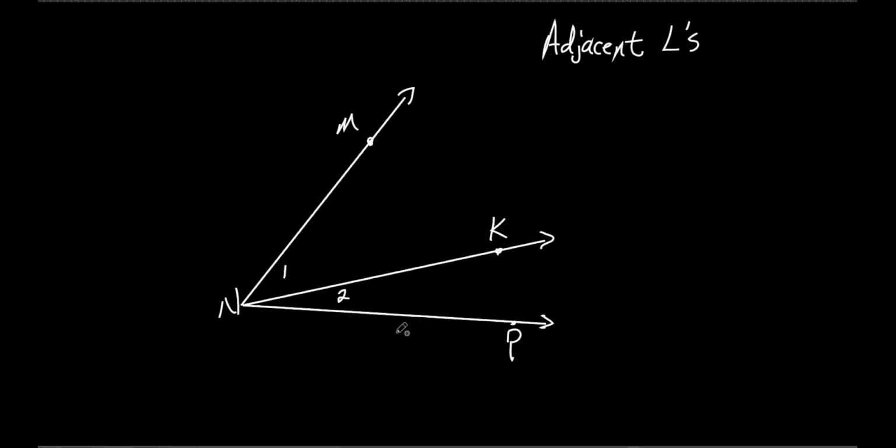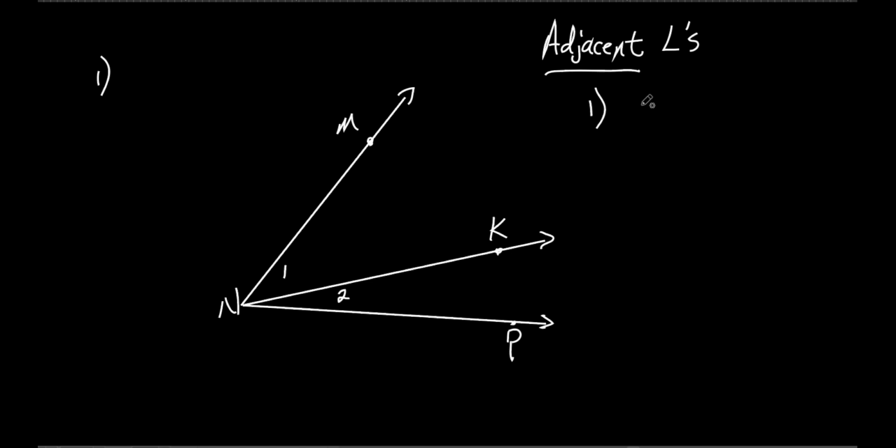So 1 and 2 are what? Adjacent angles, okay? They're next to each other. Now, they give you a couple things in the definition of adjacent angles. 2 things must be true, all right? In order to be adjacent angles, 2 things must be true.